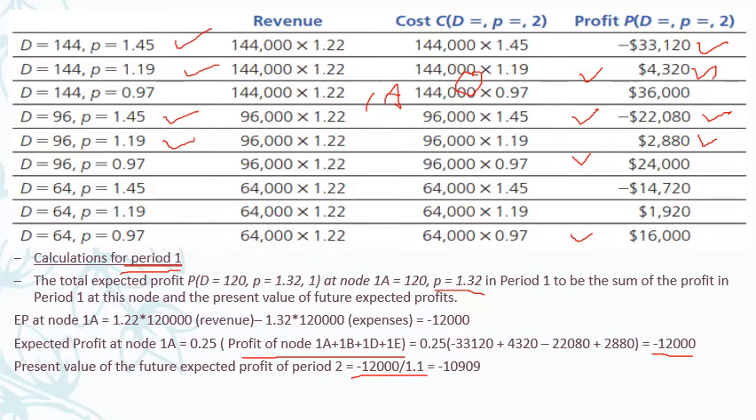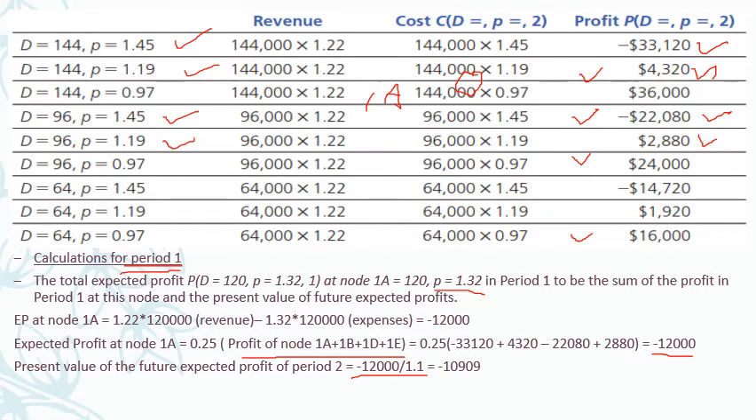Okay, why is it only 1.1? Because it is 1 year. I'm bringing it back by 1 period or 1 year, and that's why it is just 1.1, or it is nothing but 1.1 to the power of 1. Both are one and the same. Okay, that is the present value of the future expected profit.